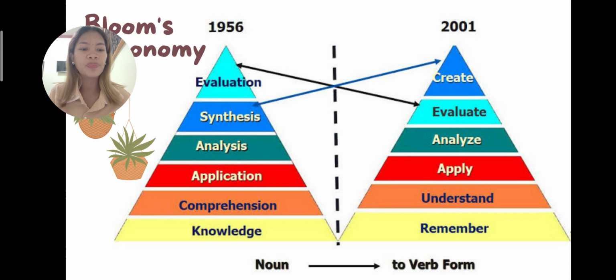So in the year 2001, the revised Bloom's taxonomy starts with remembering, understand, apply, analyze, evaluate, and ending with create. The highest level of the taxonomy was swapped. You see the arrow there. The synthesis is now at the top, as create in the revised version, and evaluation in the 2001 revised Bloom's taxonomy is at the fifth level.